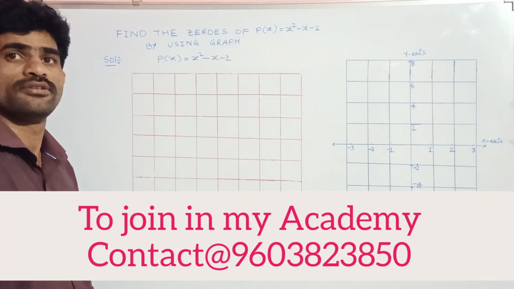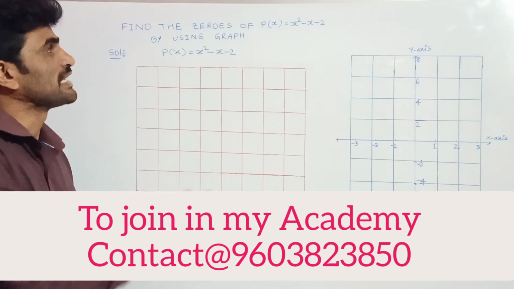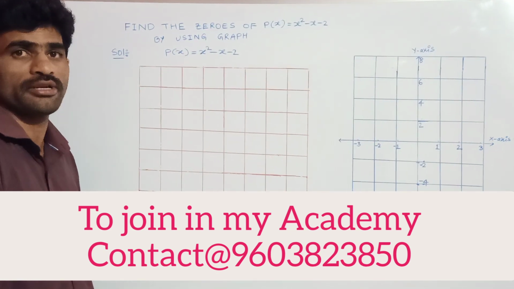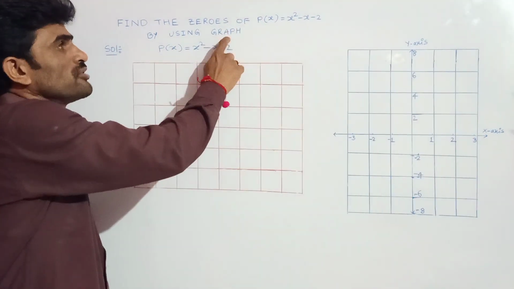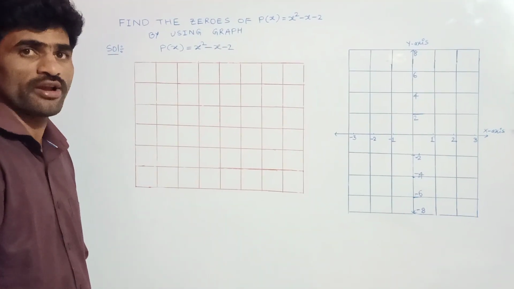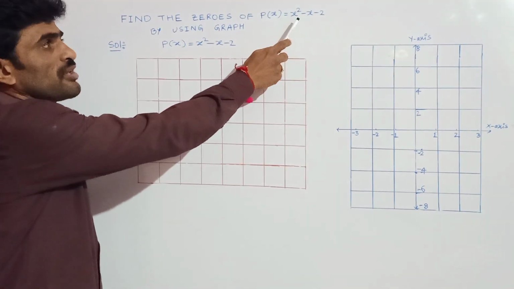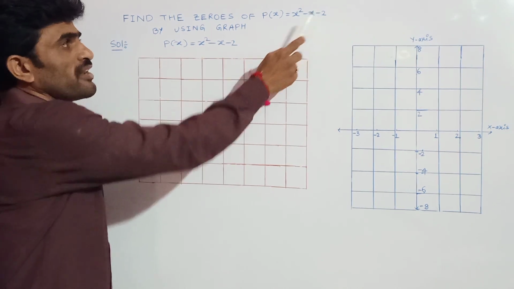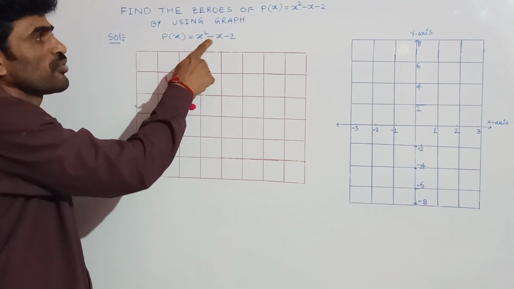Hi everyone, today we are going to learn one more interesting concept called the graph of a quadratic polynomial. How can we find the zeros of a quadratic polynomial by using a graph? That is today's concept. First, I have taken one example problem: p of x is equal to x square minus x minus 2. That polynomial I have taken here, p of x is equal to x square minus x minus 2.